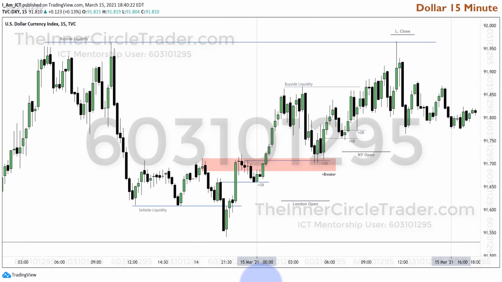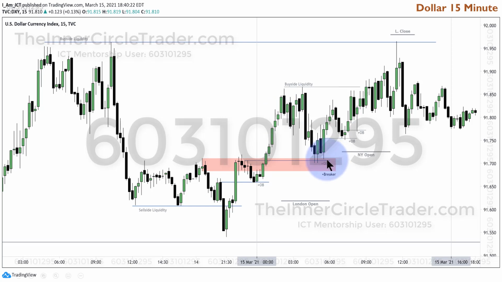All right, here we have the dollar index on our 15-minute time frame. I'm just going to get right into it. Relative equal highs. We tapped into that today at London close. Buy side liquidity pool swept essentially for about 10 pips. Breaker back here, bullish breaker. Order block after running sell side liquidity.